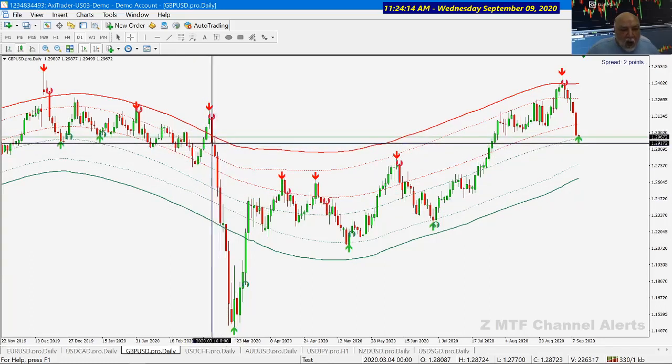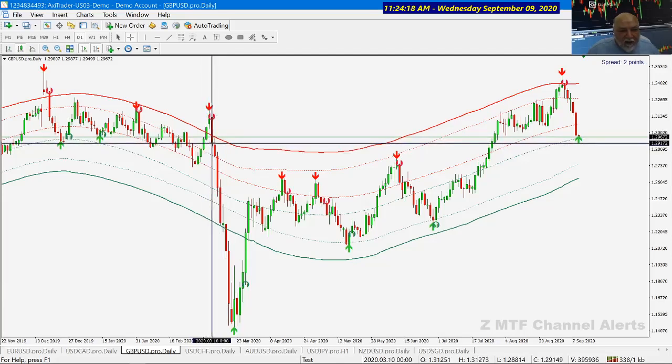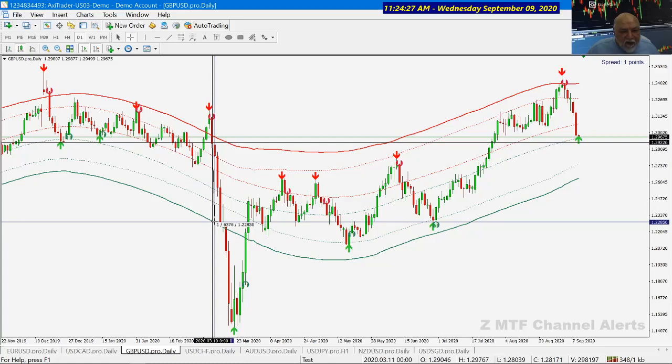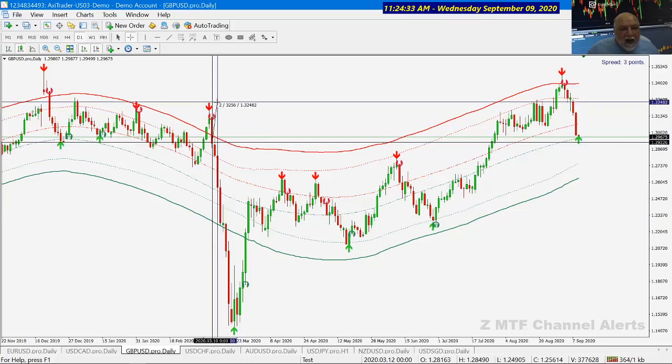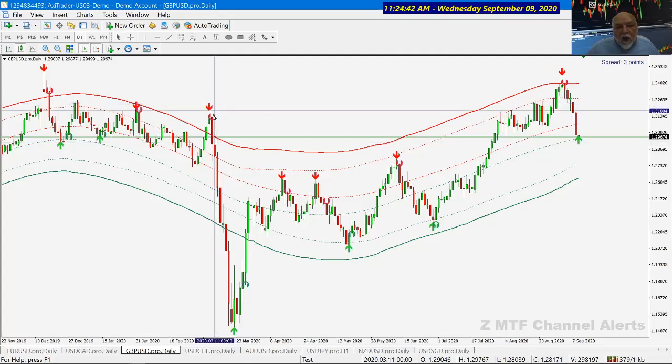I've got a close in the channel, the upper channel here, and so what I'm going to do is then target the lower channel here. So that would have been a 635 pip target with a 315 or so pip stop. So that would have been a nice 2-to-1 big move.